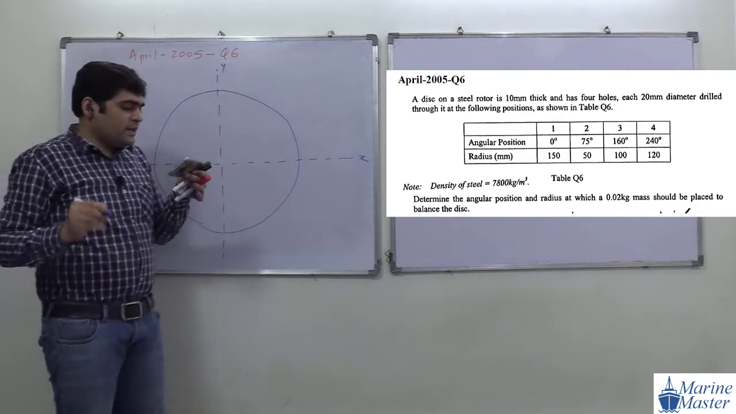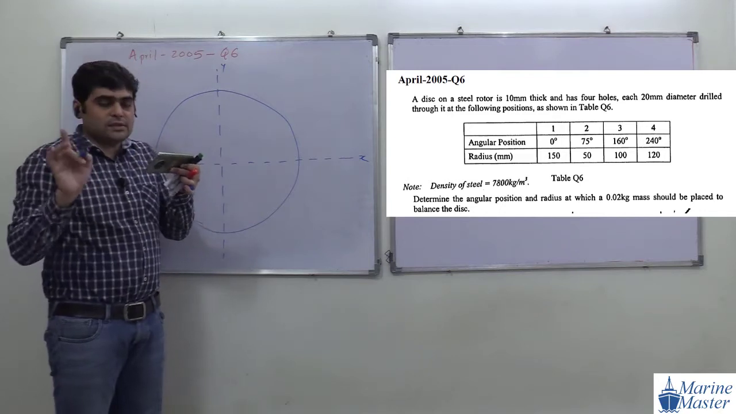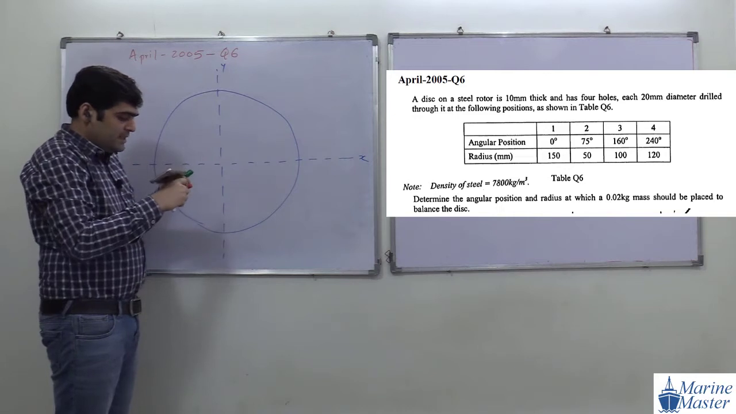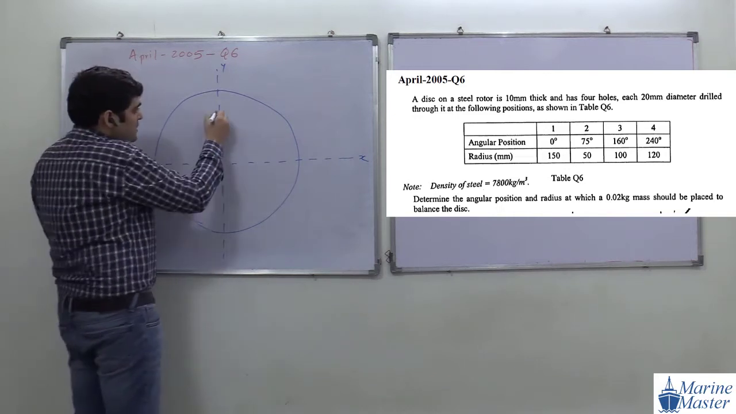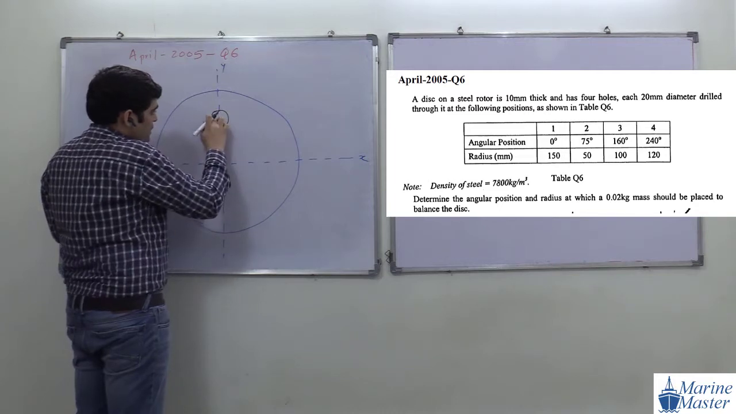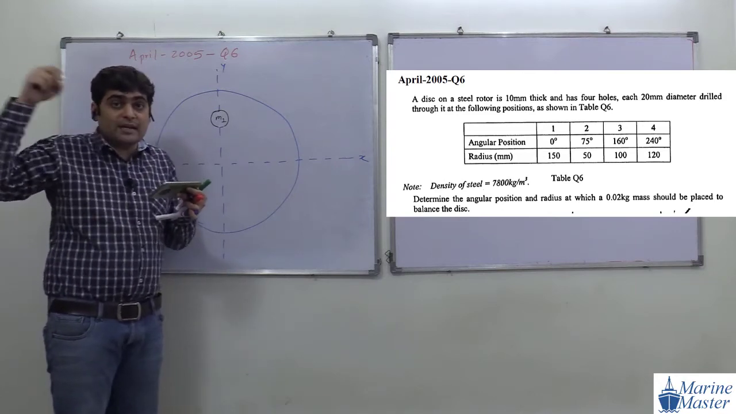Okay, what is the scenario? The disc has how many holes? The disc has 4 holes. So the first hole, at what angle? We will represent the first hole like this. So this is the first hole. Okay, we will call this the M1 hole. What is meant by a hole? A hole means we are removing mass.